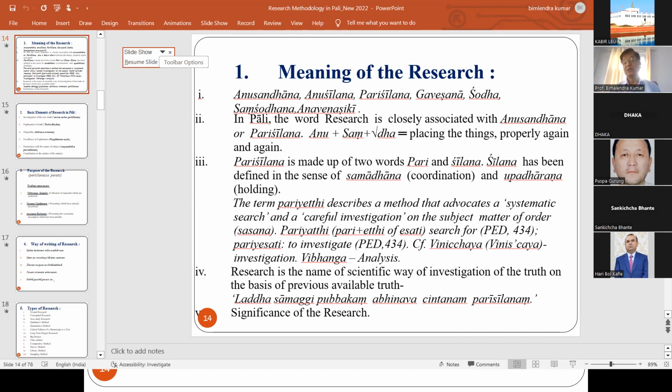Silana means composing, that is, coordination. There are so many terms which have been given in our Pali text. Acharya Buddha Ghosh, in the text Visuddhi Magga, which is the magnum opus of Acharya Buddha Ghosh, discusses the term Silana. And he says that Silan is in the sense of Silananam. Silanam means composing.